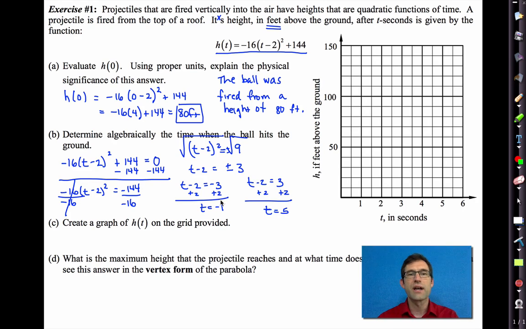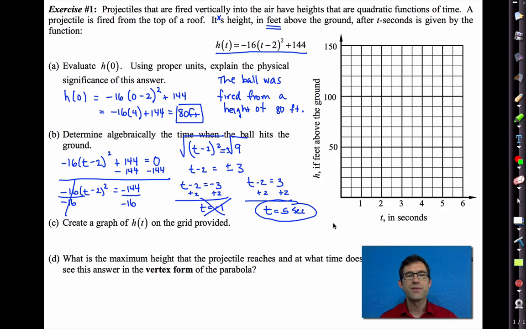Now, we're going to reject the t equals negative 1. Not because you can't have negative time, okay? You can most certainly have negative time. Negative time just means things that have happened in the past. But we fired the ball at t equals 0. It's not going to hit the ground before we fired it. So it hits the ground at 5 seconds.